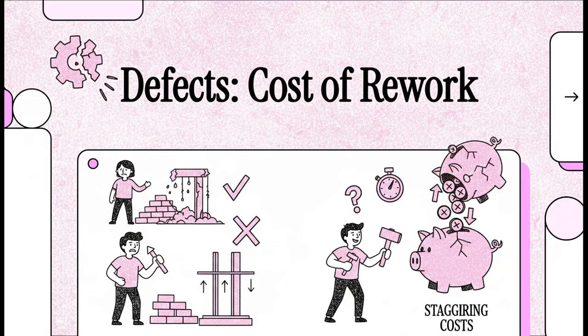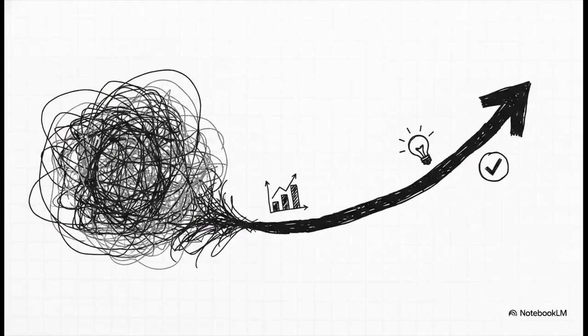In any project, what's that one thing that can quietly derail your budget, crush your timeline, and completely demotivate your team? Well, it's the second of the 8 wastes, defects. So today, we're not just going to define what defects are. We're going to expose the true, staggering cost of all that rework, and most importantly, what you can actually do to stop it.